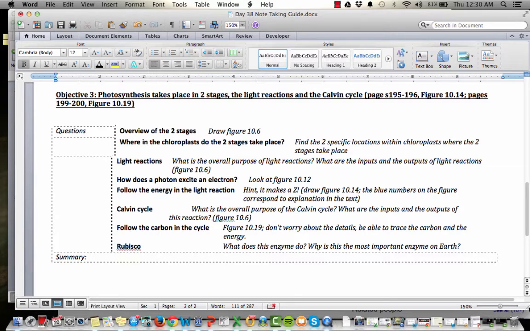Hello and welcome everyone to the second podcast for day 38, where we're talking about photosynthesis. In this podcast, we're going to talk only about objective 3. As we're talking about objective 3, we're going to focus on the two parts of photosynthesis, the two different reactions of it, and how this generates the products that are necessary for photosynthesis. Let's go ahead and get started then.